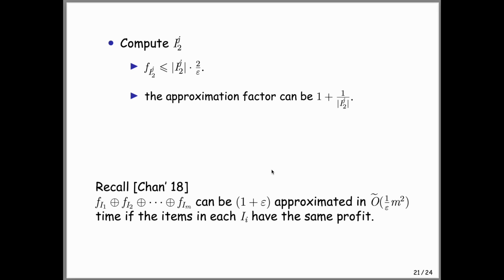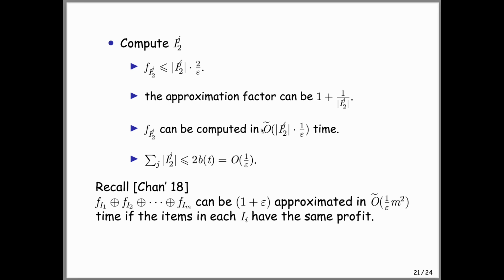Then for I2, recall that we use Chen's theorem to approximate it. The key point is that we don't actually need a factor of 1 plus epsilon. Intuitively, the contribution of I2 is at most the total profits in it, which is at most the number of items times 2 over epsilon. So similar to the previous analysis, the approximation factor can be 1 plus 1 over the number of items in I2. The running time of one interval is then the number of items in I2 multiplied by 1 over epsilon.